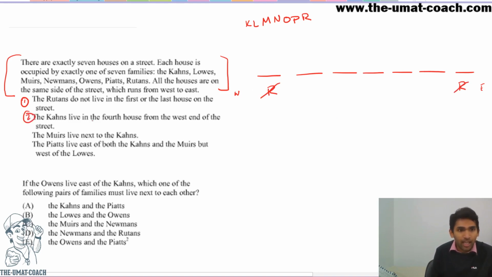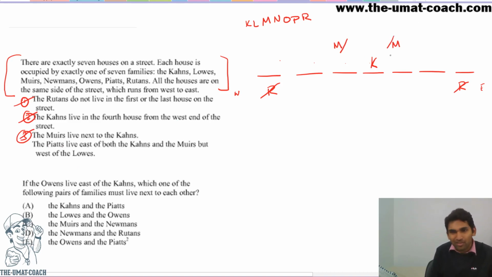Okay, K lives fourth from the west. Doesn't really matter, 1, 2, 3, 4. K. Okay, going through rule 1, going through rule 2. The M's live next to the K's. Now, here's where we need to think. You can either be on the left or the right. Done. The P's live east of both the K and the M, but west of the L's.